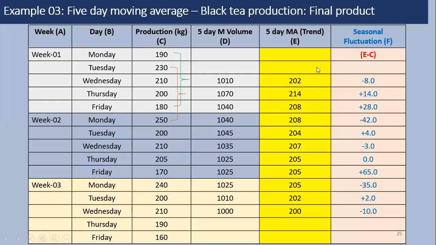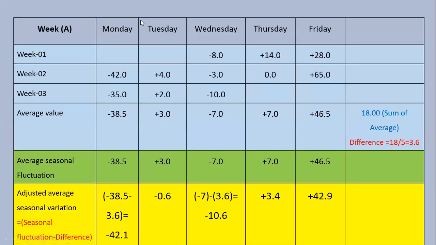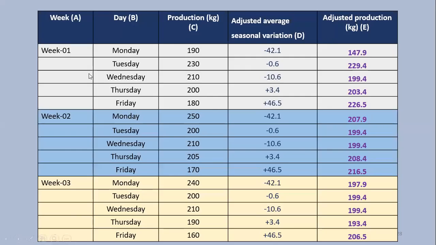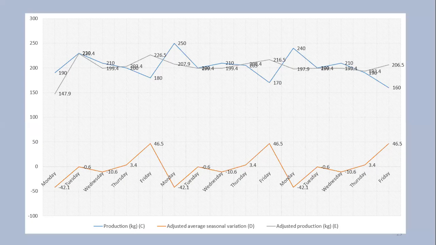And then the seasonal fluctuations: why we need to calculate seasonal fluctuation, how to calculate it, how to draw it, and how to do it using Minitab. Then how to get the sum of average seasonal fluctuations and adjusted average seasonal fluctuations. Then ultimately you can get the adjusted values, adjusted production value, or adjusted processing conditions. Likewise, based on your application, you can select it, plot the diagrams and analyze these things.